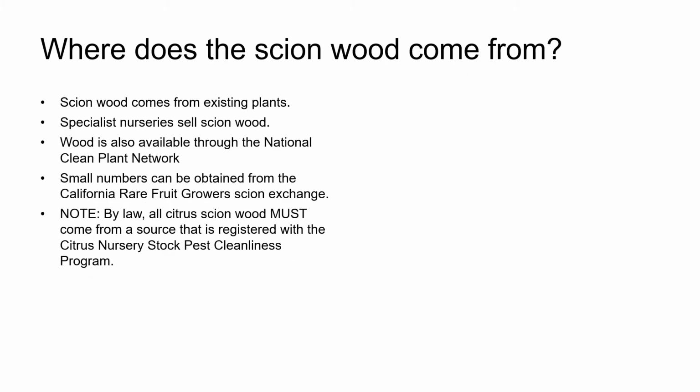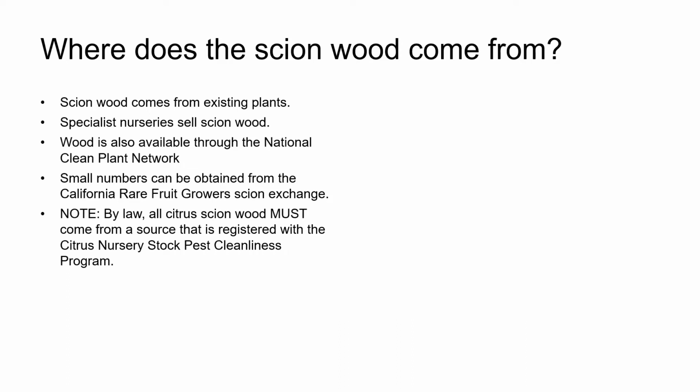So where does the scion wood come from? The scion wood comes from existing plants. There are specialist nurseries that sell scion wood, and they usually have fields of stock plants that are hedged or pruned in ways that encourage production of a lot of vegetative stems that scion wood can be collected from at the appropriate time of year. For winter deciduous fruit trees, the appropriate time of year is usually in the winter, after the trees have lost all their leaves. For commercial orchards and growers, it's important that scion wood be free of disease.